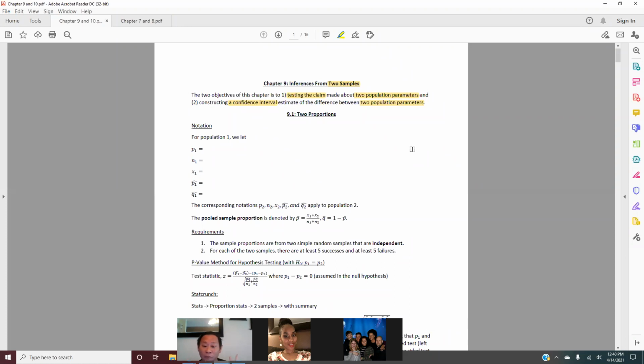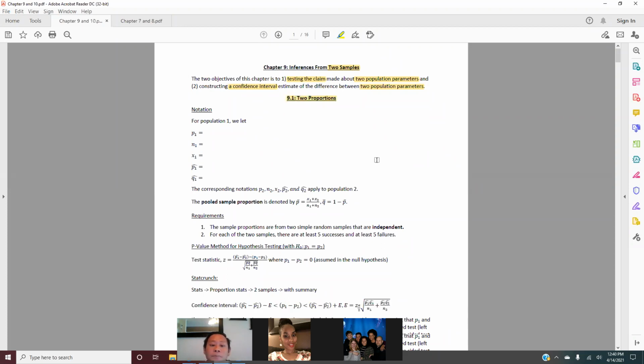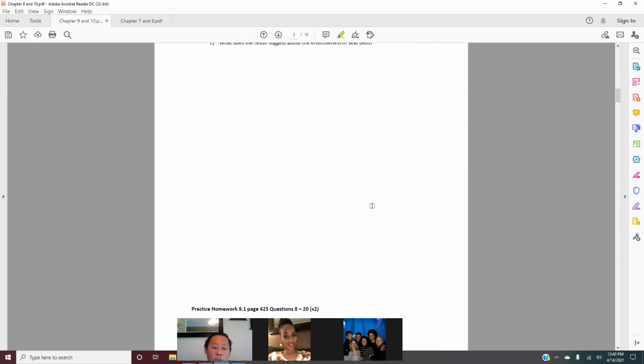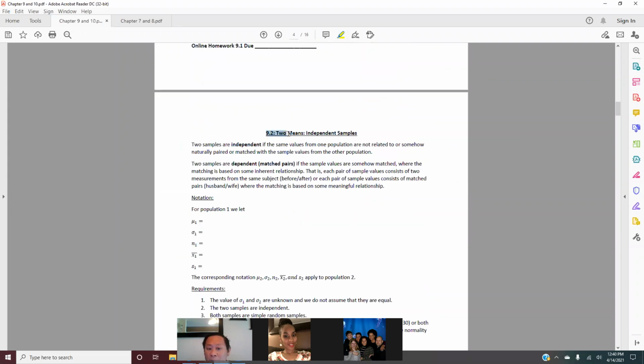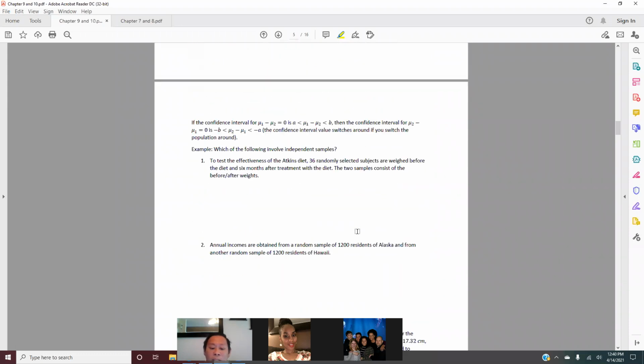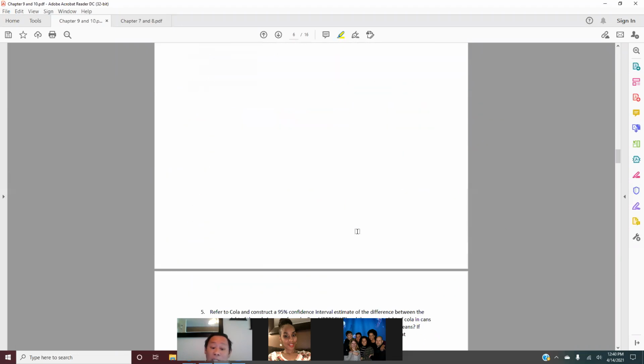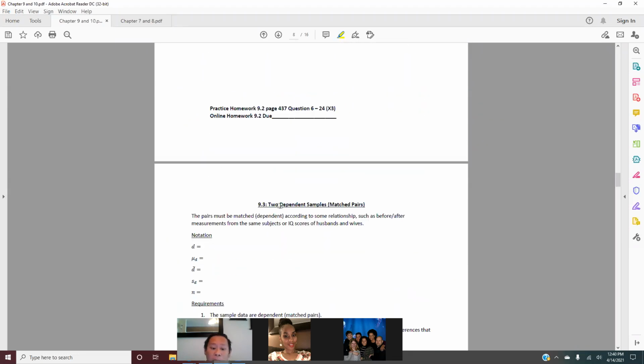This time they will provide you two, because one is for group 1 and the other one's for group 2. So 9.1 is doing a two proportion, and then 9.2 is doing two mean. As you know, we got means and proportion. But means are very tricky here. 9.2 is for independent samples, and 9.3 is also talking about mean, but this is for dependent samples or matched pair.